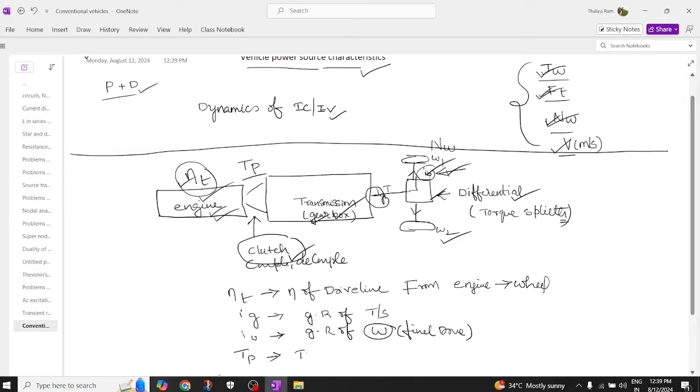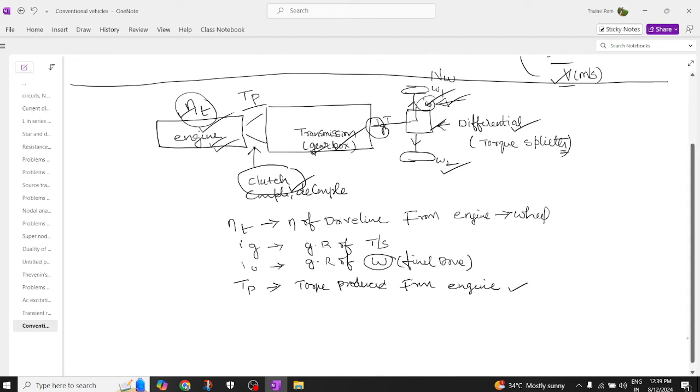So this is nothing but the torque produced from the engine. So these terms you should keep in the brain while we do the derivation. Now let's try to understand how to write down all this formula. Let's try to write down.